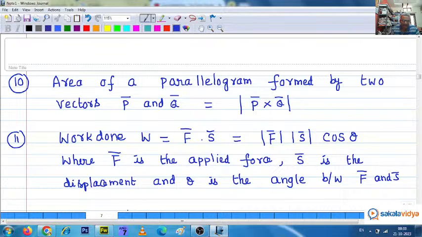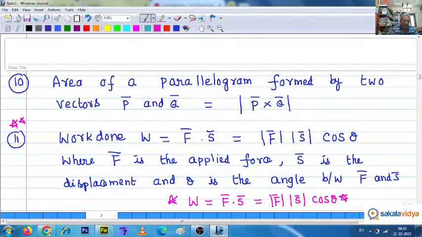So once again, it's very important, please remember like this. W is equal to F dot S, that is equal to F bar times S bar times cos theta. This is nothing but dot product. So please remember, this formula is very important. You may be getting many problems based on this concept in the numerical problems.